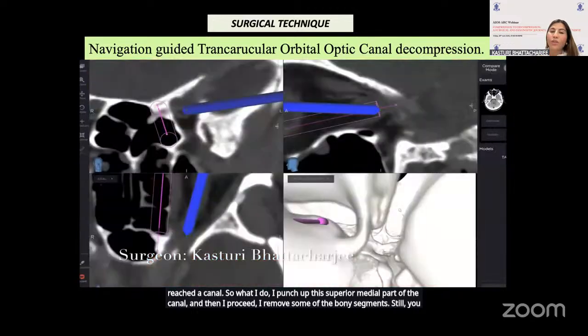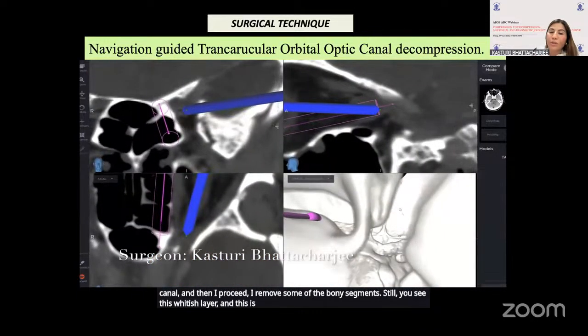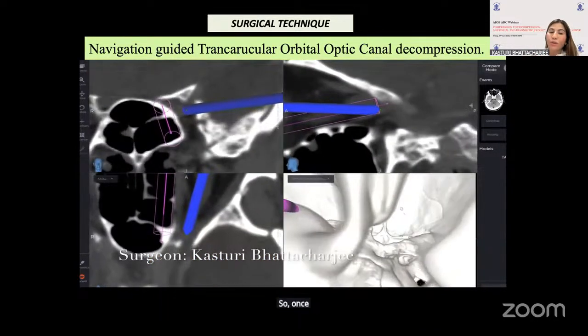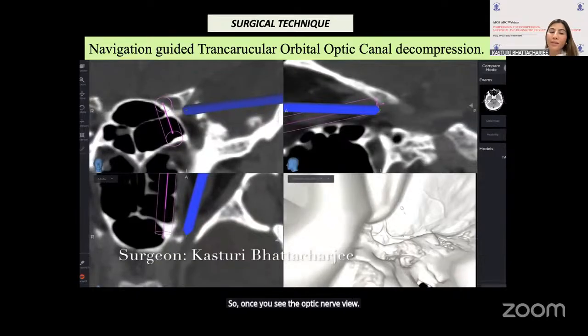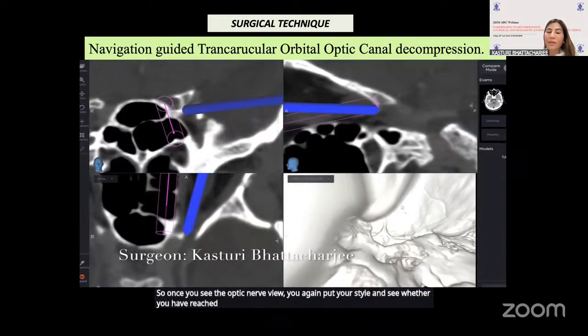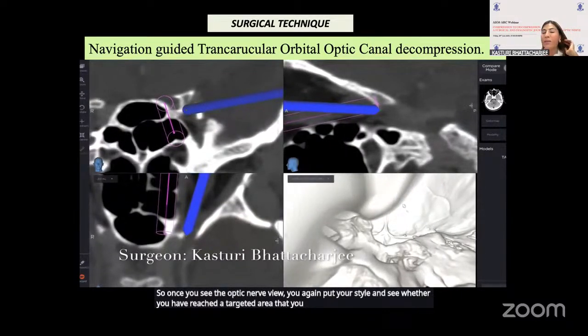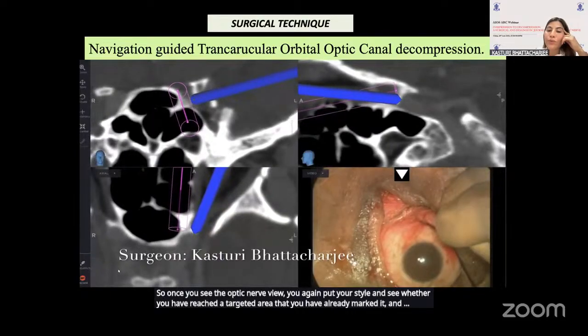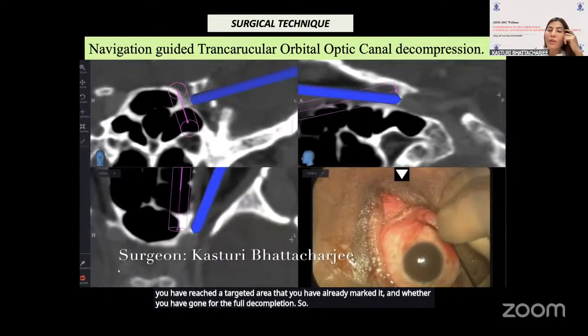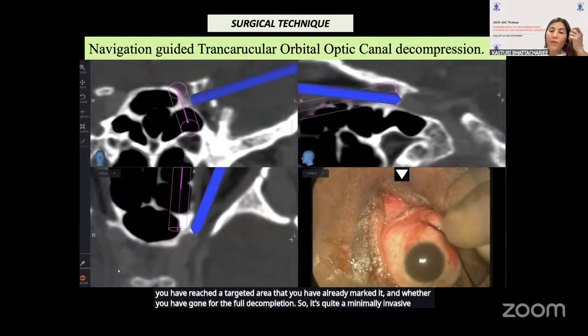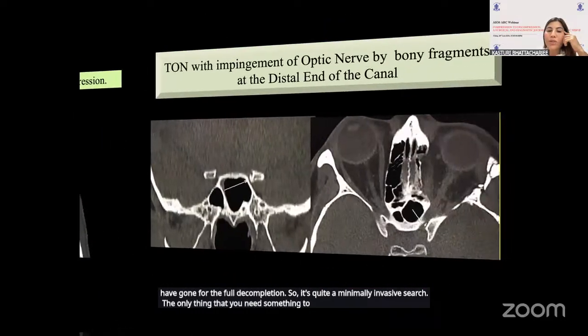Still you see this whitish layer, and this is the optic nerve. So once you see the optic nerve, you again put your stylet, see whether you have reached the targeted area that you have already marked, and whether you have gone for the full decompression. So it's quite a minimally invasive surgery. The only thing is that you need something to guide you during this procedure.